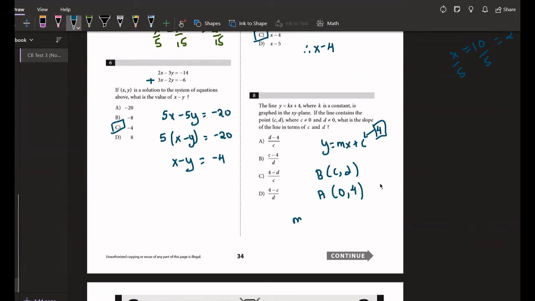You simply have to find the slope. To find the slope, you use this expression, y2 minus y1 over x2 minus x1. So you subtract the two y values, d minus 4, and then you subtract the two x values, c minus 0. So d minus 4 over c is your answer, which is option number A, right?